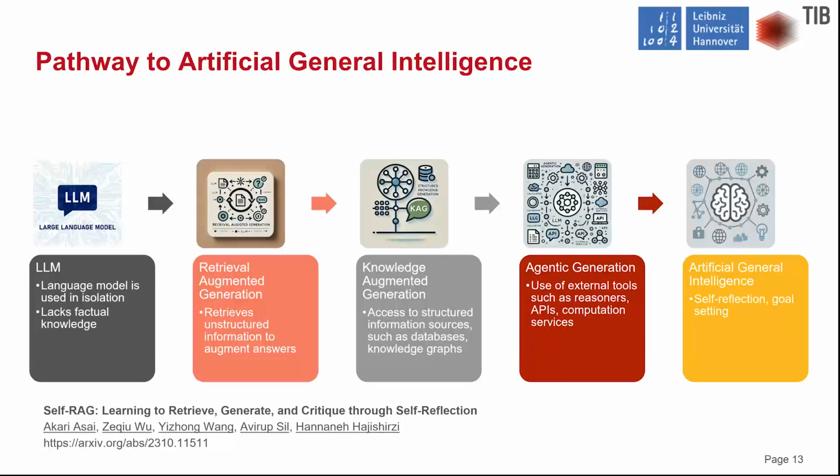And these different steps, how we can integrate, I have visualized here. So actually, two to three years ago, language models were used largely in isolation. So this is here the first stage, and they lacked factual knowledge. So many of the answers were actually wrong if it was about facts. And meanwhile, that's why language models progressed to retrieval augmented generation.